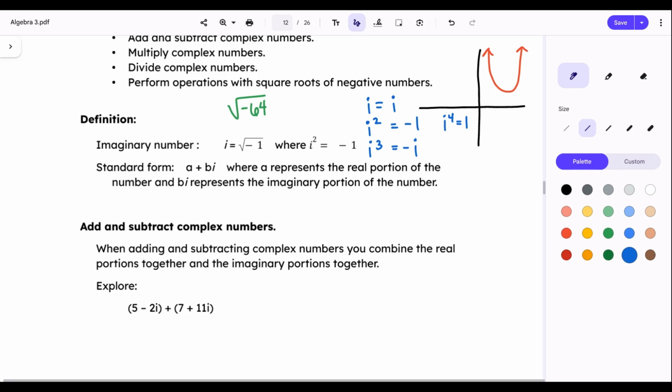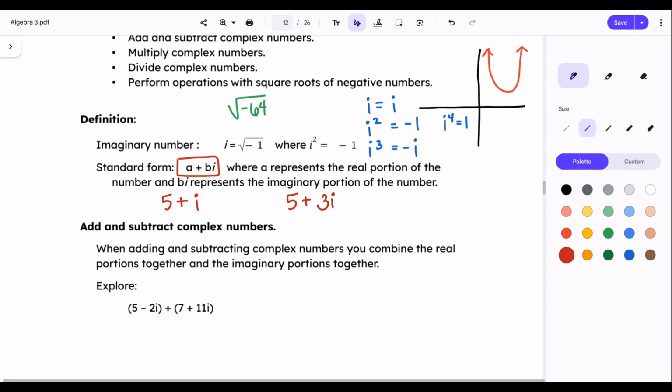The standard form of a complex number looks like this: a plus bi. The a represents the real portion of the number, and the bi represents the imaginary portion. So it could be something just like 5 plus i. That could be a standard form where 5 is your real number portion and i is the imaginary portion. Or it could even be something like 5 plus 3i. 5 is still your real number piece, but the 3i would be your imaginary piece.